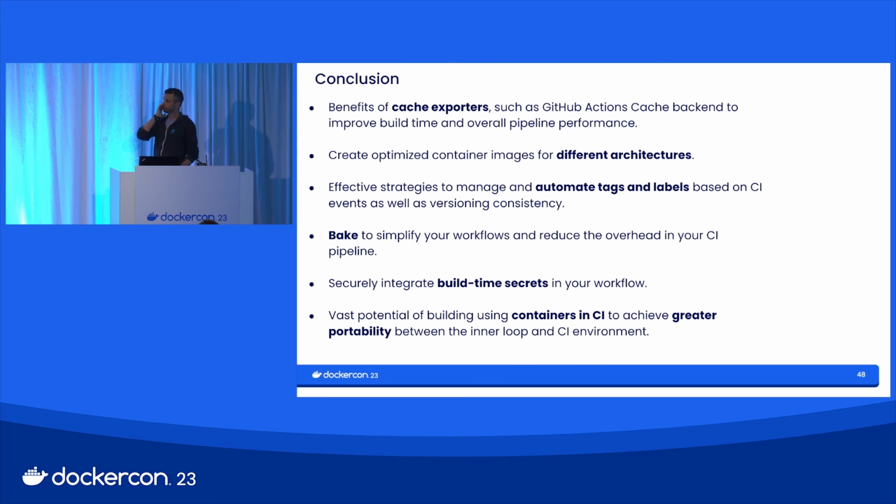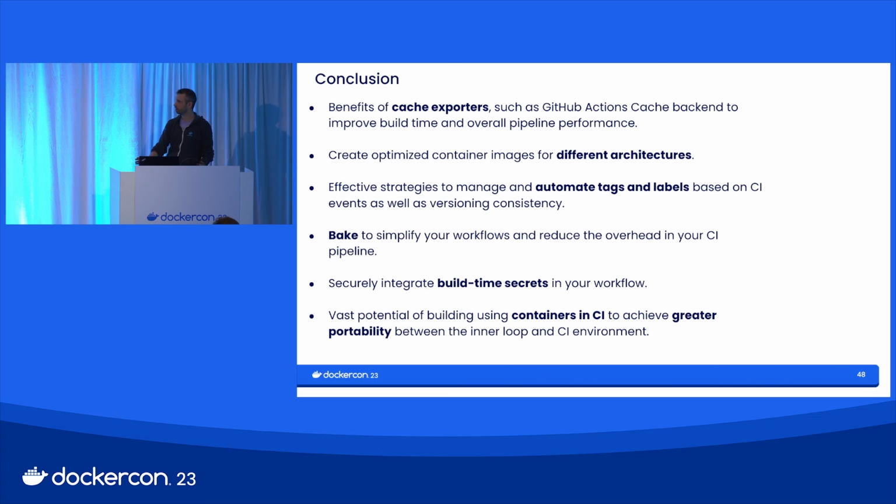What we have seen today is how to use cache exporters and how to create efficient images using different architectures, a pipeline strategy for automating tags and labels, and Bake. We talked a lot about Bake to simplify the workflow and reduce the overhead in your CI. We also saw using build secrets with Bake, and how to use containers only to achieve better portability between your local environment and your CI environment.